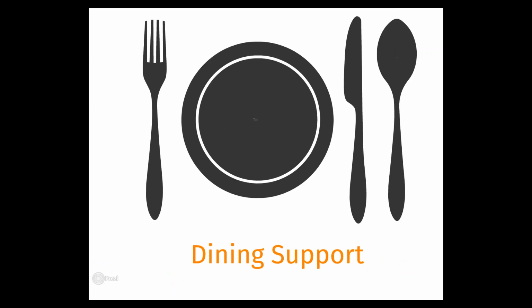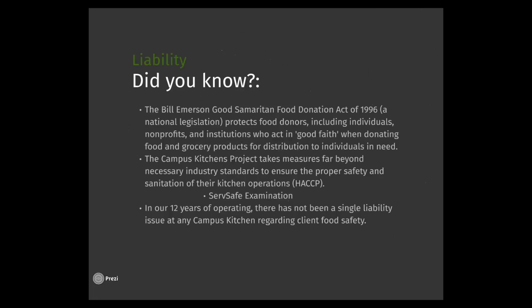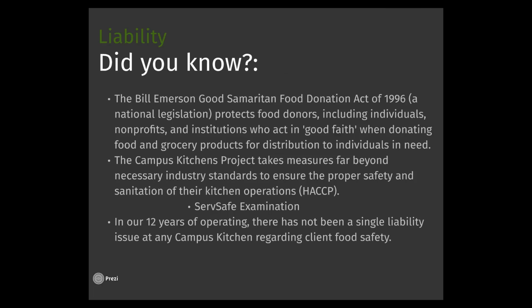So, dining support. Dining support is also the most crucial yet most difficult aspect of starting a campus kitchen. As you can see here, dining is often concerned with liability issues, but did you know that the Bill Emerson Good Samaritan Act essentially ensures that we are not liable, nor is dining liable, for donating in good faith? And in our 12 years of operating, there has not been a single liability issue at any campus kitchen regarding client food safety. This is something you really want to stress to dining when approaching them for their support.